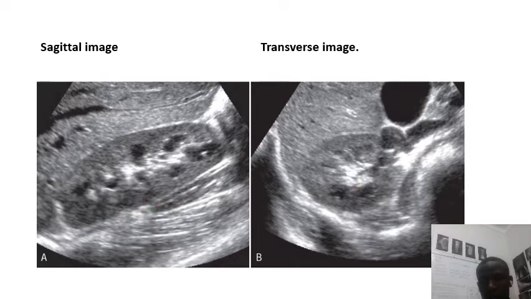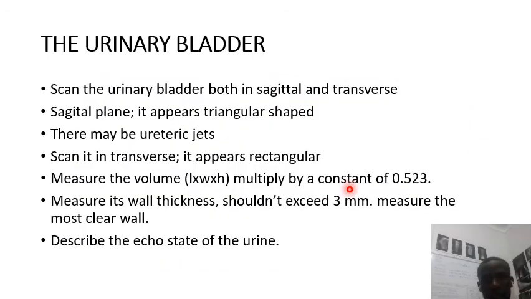For the values, we know this kidney shouldn't exceed, the AP diameter shouldn't exceed 6. The transverse diameter shouldn't also exceed 6, whereas the length shouldn't exceed 13. Okay, so that was all about the kidneys, but again we can also see the urinary bladder.